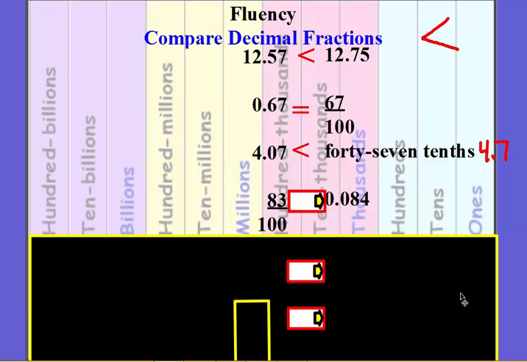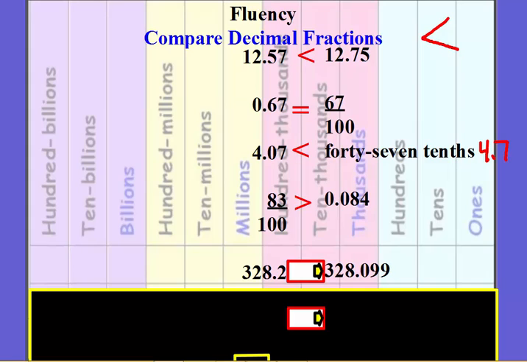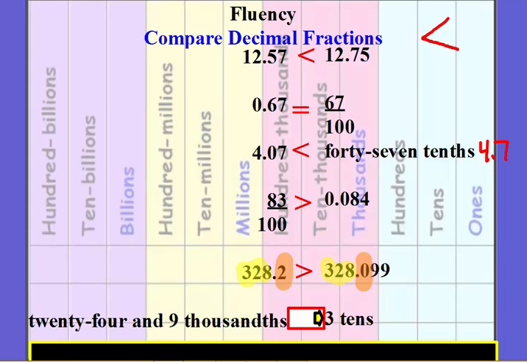83 hundredths, or 84 thousandths. Here, 83 hundredths is larger. This one has thousandths. This one is my hundredths. Okay, how about this one? This one is larger. Why? Well, all these numbers are the same, so I'm looking at my tenths. 2 tenths is larger than 0 tenths, so 2 tenths is bigger.